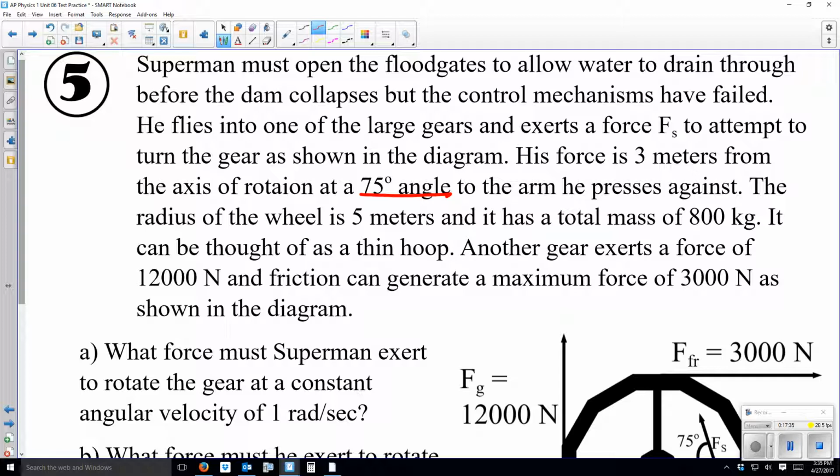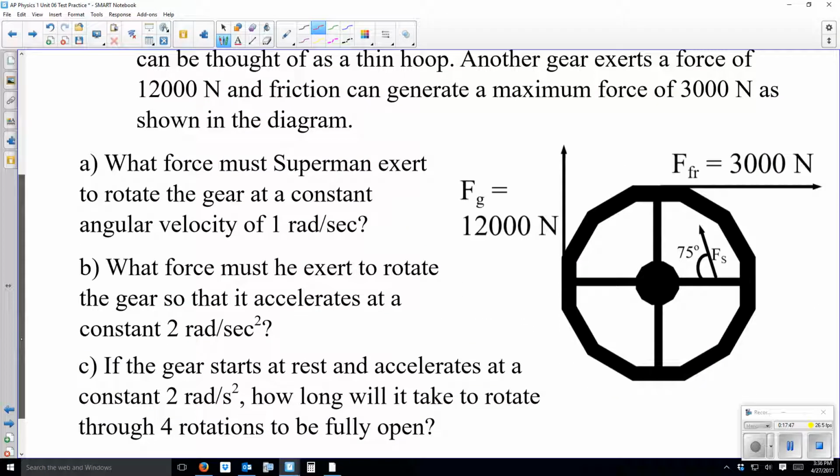Another gear exerts a force of 1,200 newtons and a friction can generate a maximum force of 3,000 newtons as shown in the diagram. So really, we're worried about the diagram here. So it says, what force must Superman exert to rotate the gear at a constant angular velocity?